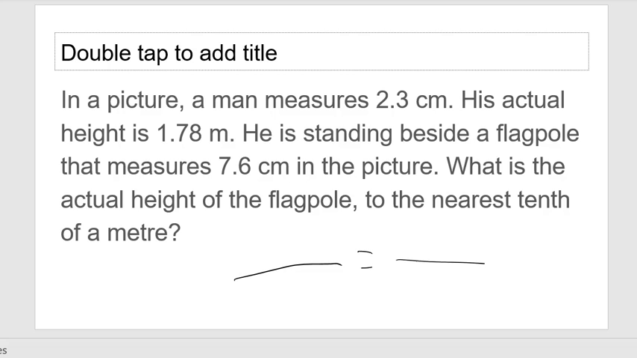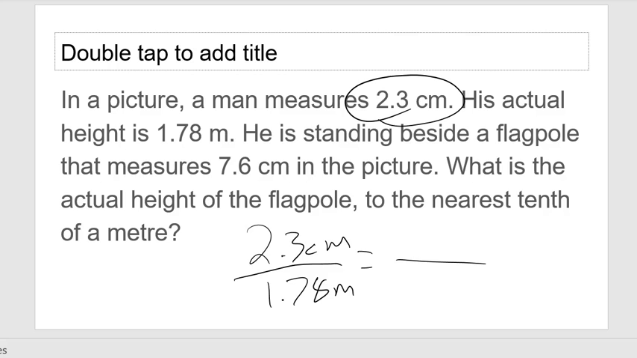Okay, so we're still going to make two different proportions. In this problem, there's a bunch of different ways to do this. So what I'm going to do is put 2.3 centimeters on top over 1.78 meters. So the 2.3 represents the man in the picture. The 1.78 represents his actual height. So if we're looking at the flagpole, you've got to ask yourself, 7.6, what does that represent? Does that represent actual life, or does it represent the picture? And it's also easy, centimeters, I'll put centimeters on top. There we go. Let me cross multiply.